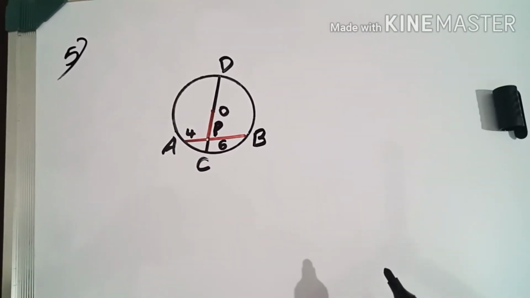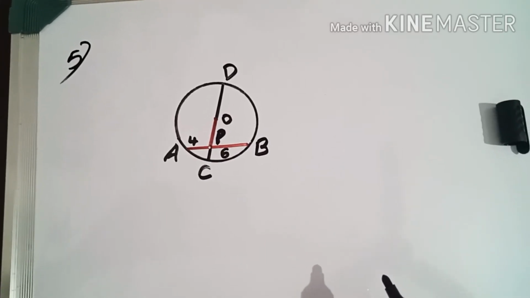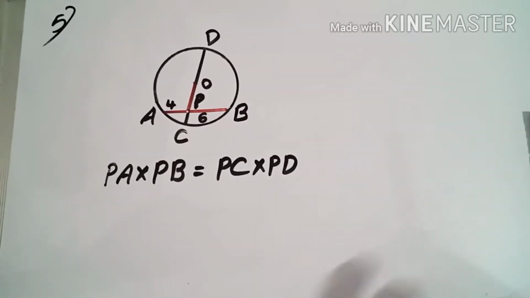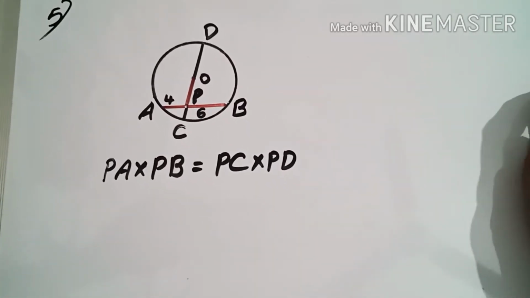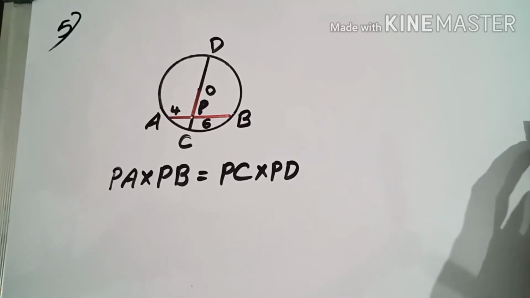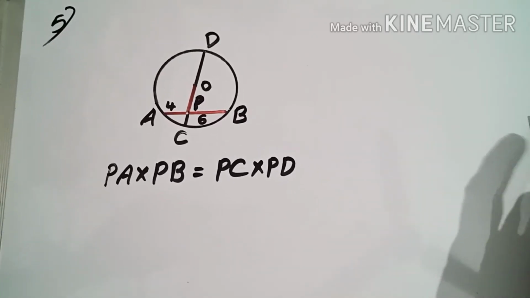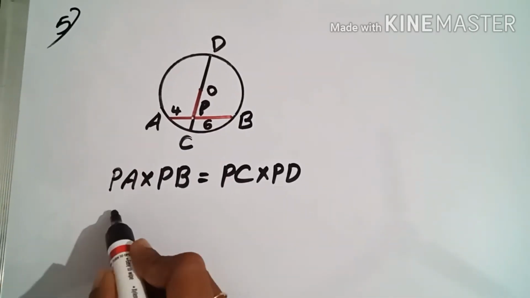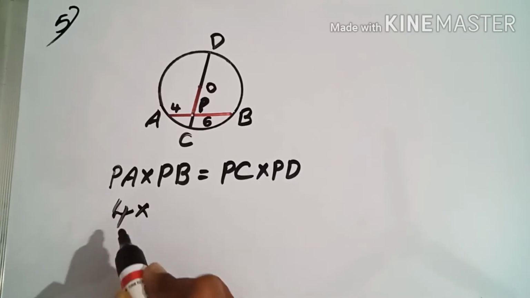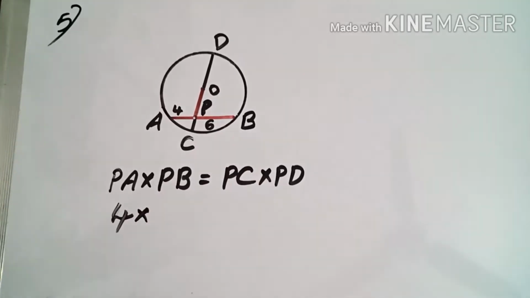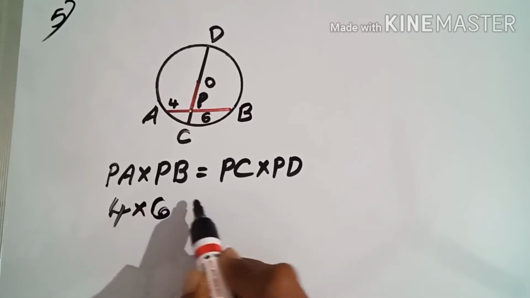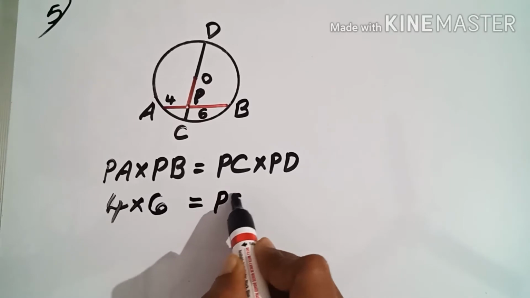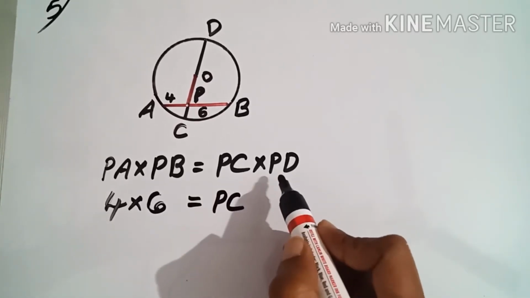Now here we know one concept. If two chords intersect within the circle, we can apply the concept, that is PA into PB equal to PC into PD. So here PA measurement is given, that is 4. So 4 into PB. PB's measurement is also given, that is 6. So 4 into 6 is equal to PC, whose measurement we don't know, into PD.